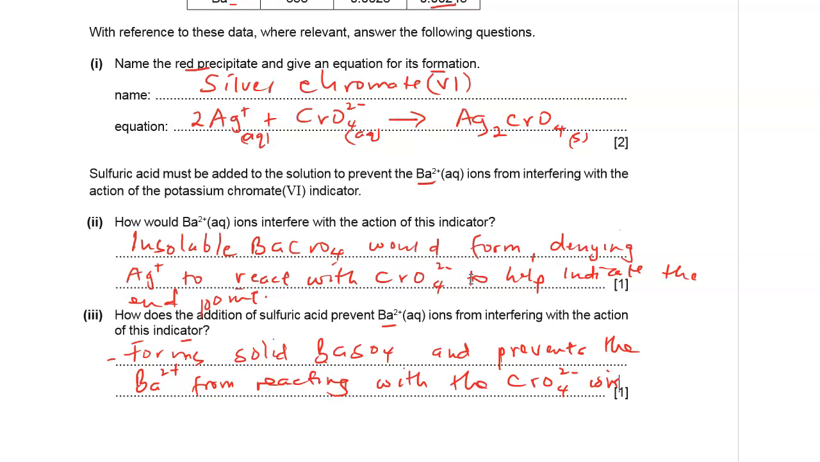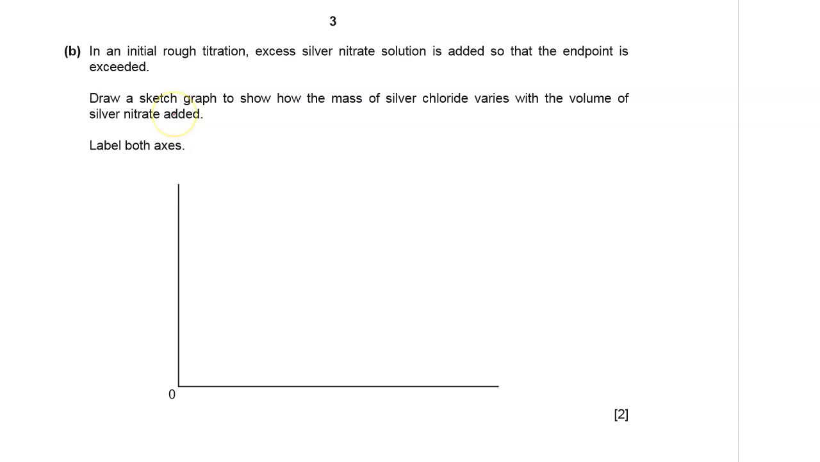Very good. B. In an initial rough titration, excess silver nitrate solution is added so that the endpoint is exceeded. Draw a sketch graph to show how the mass of silver chloride varies with the volume of silver nitrate added. Of course, label your axis, and I will call this side here mass of precipitate.